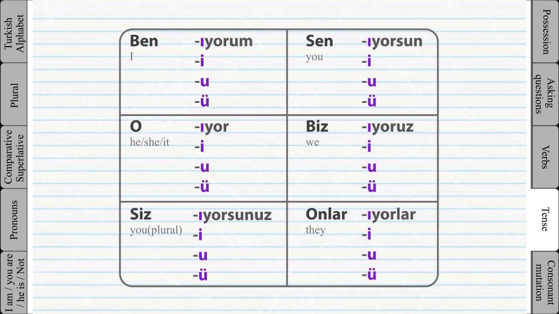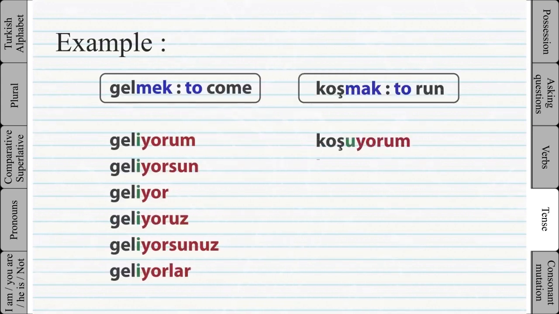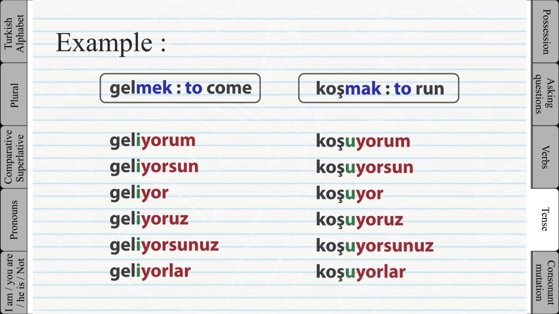As you can see, the only thing that's changing is the vowel in front of the yor. The yor itself is not affected by the vowel harmony rules. Let's look at a few examples. And you will notice that the only thing that is changing is the first vowel of the tense.